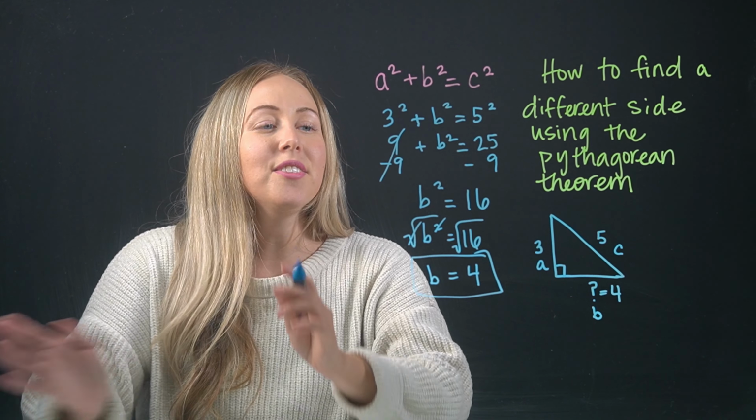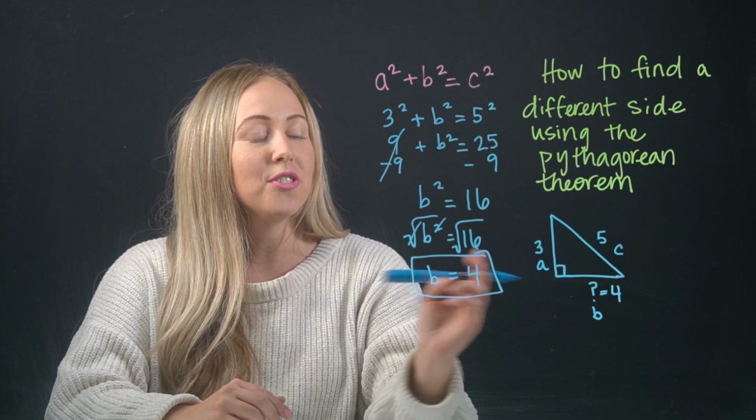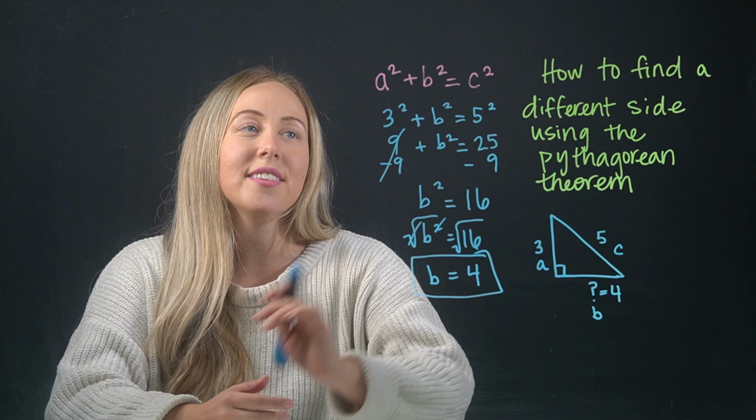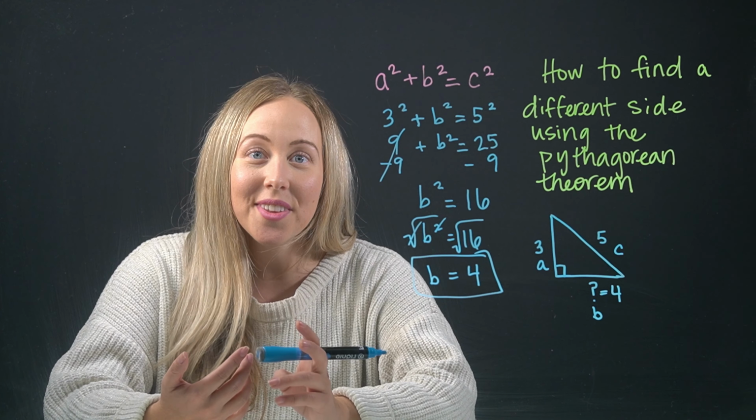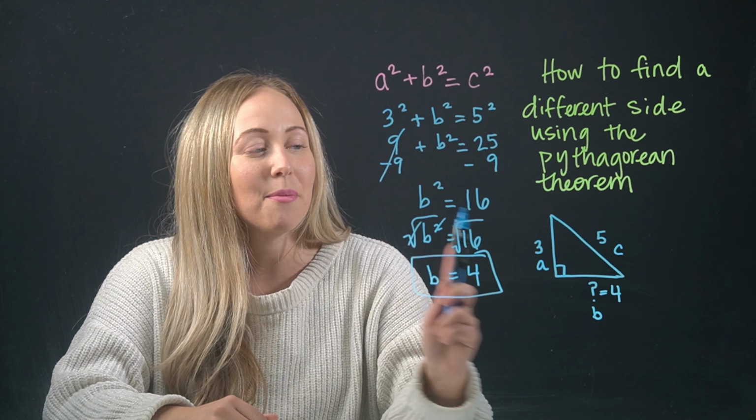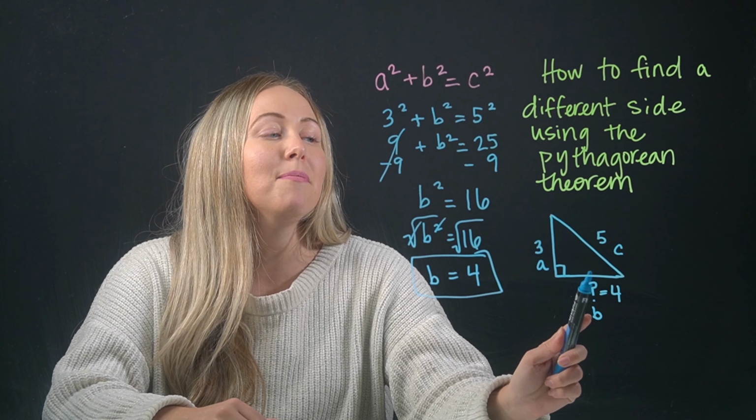All right, so as you can see, the Pythagorean Theorem works whether you're trying to find the length of the hypotenuse or any other side length. All you have to do is memorize a squared plus b squared equals c squared. Plug it in. It doesn't matter which of your side lengths is a or b. You just have to remember the hypotenuse is always c.